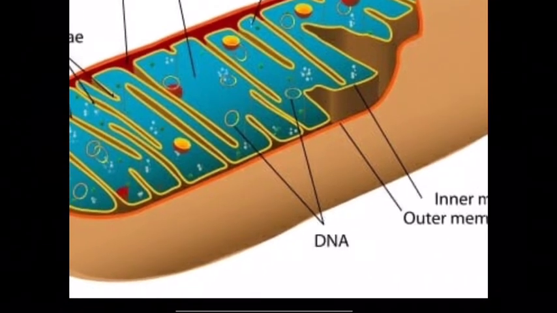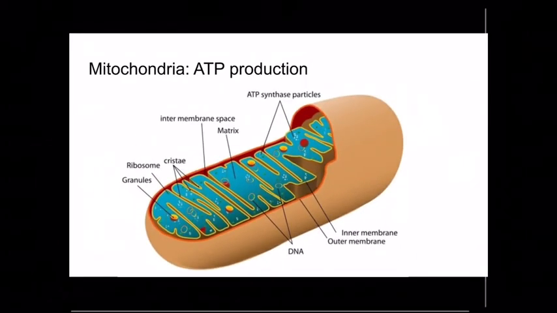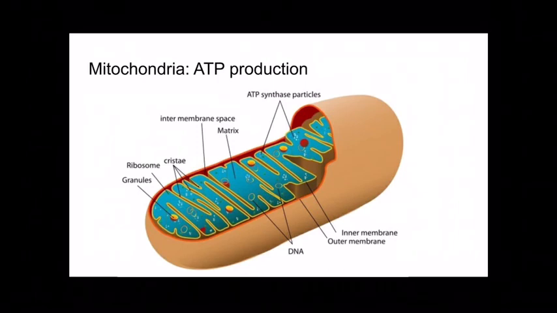So our own DNA in the nucleus does not contain the information on how to make a mitochondria. Mitochondria contain their own DNA on how to make them. And they will reproduce themselves as necessary based on our ATP needs.